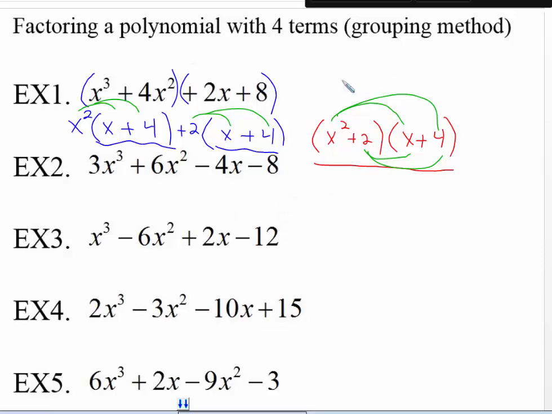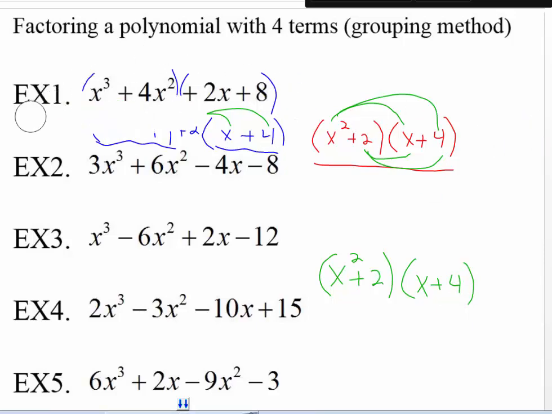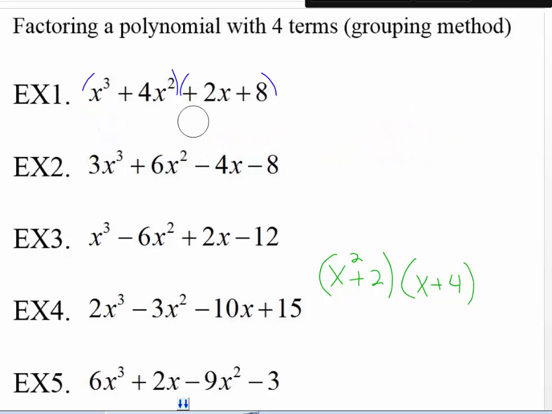Now let me show you we could get the same answer. Let me write the answer: x squared plus 2 times x plus 4. We could get the same answer if we group the problem differently. For example, instead of grouping the first two terms and the last two terms, what if I group the first term with the third term, and the second term with the fourth term, the 8?